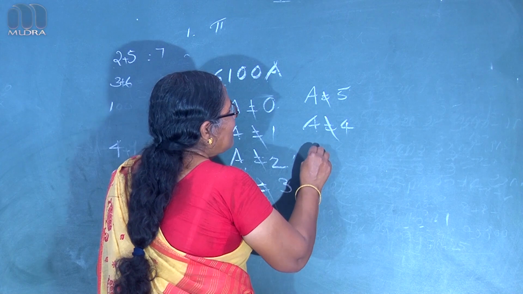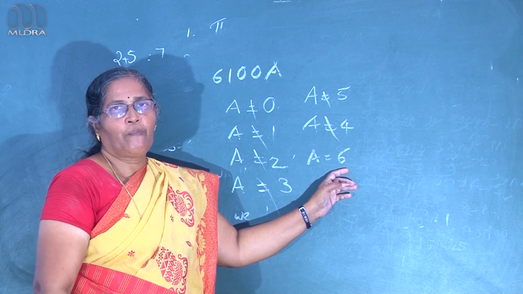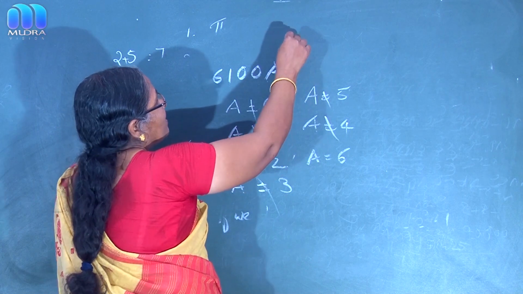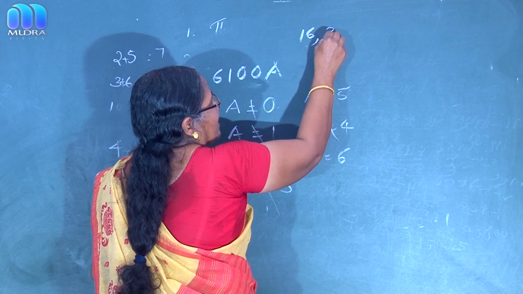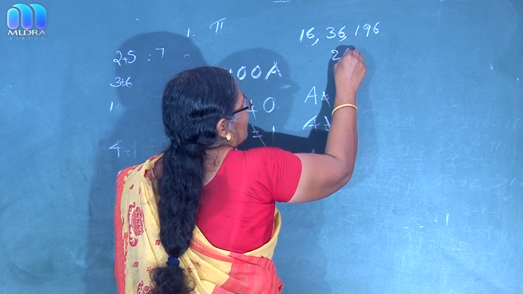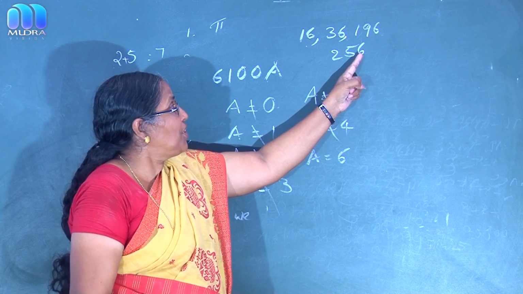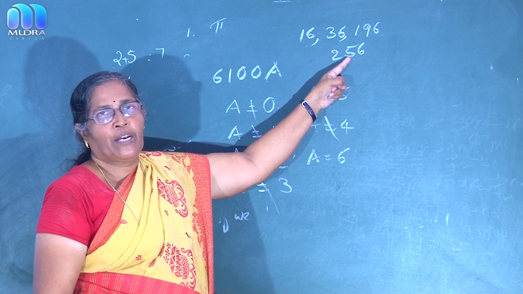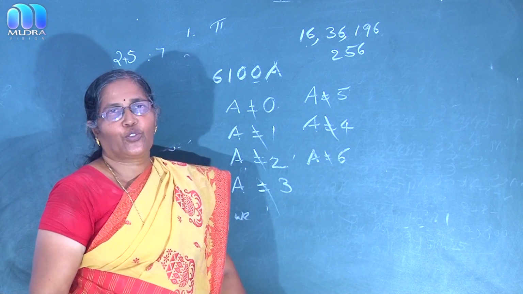Then is A equal to 6? We can check from the table. Look here, the squares of 6's. The square numbers that end with 6 are 16, then 36, then another one is 196, 256, etc. If the last digit of the square number, the unit place, is 6, its 10th place is an odd number. So, here the 10th place is 0, so it is not equal to 6.